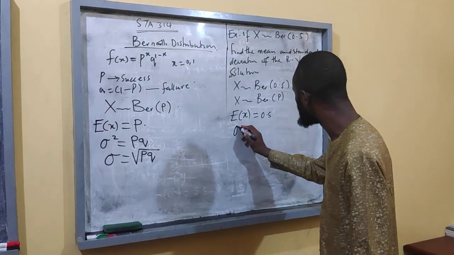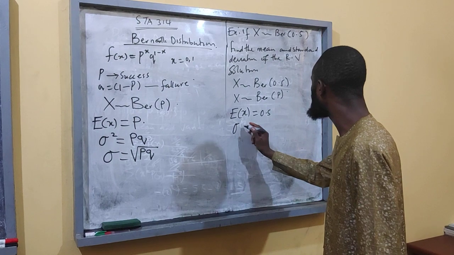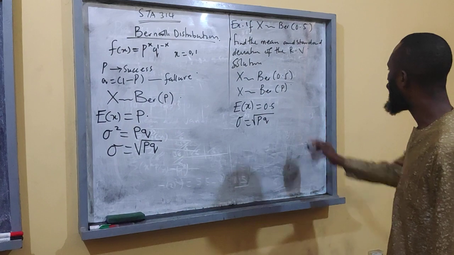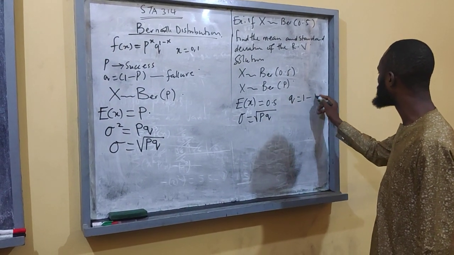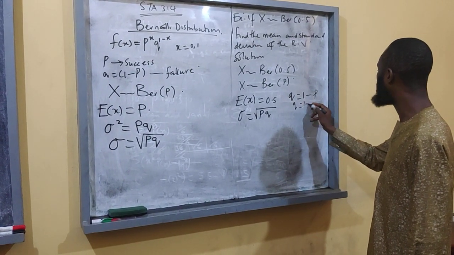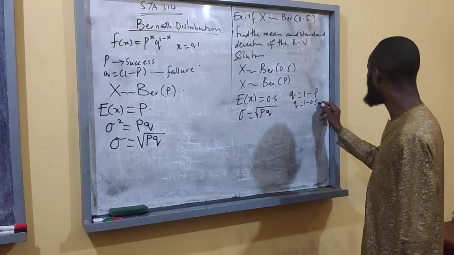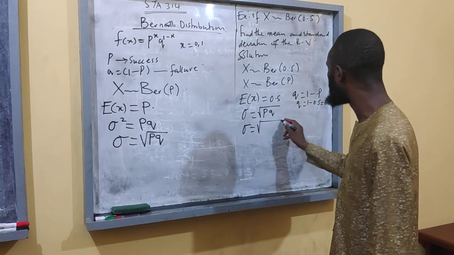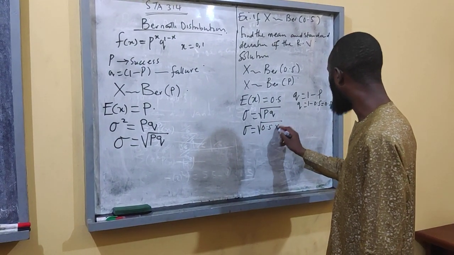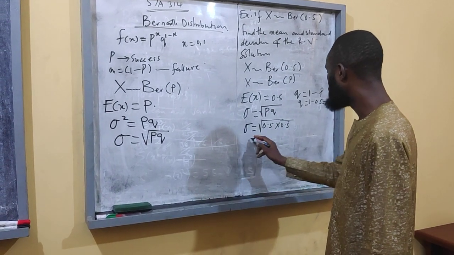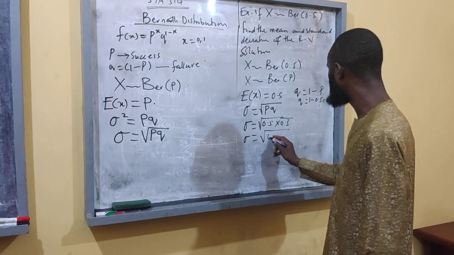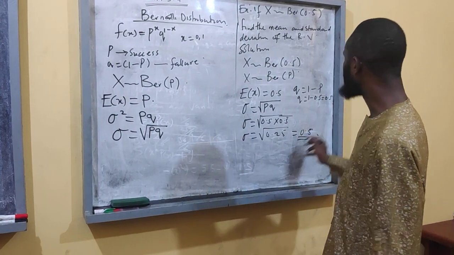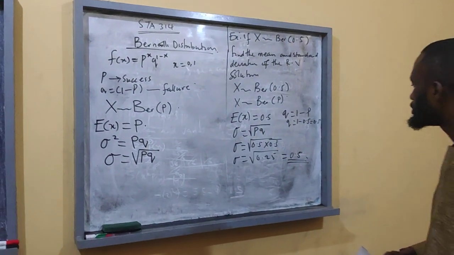Now, the second one, we want to find the standard deviation. Standard deviation is the square root of variance, which is PQ. We need to get Q. Our Q is 1 minus P, so Q equals 1 minus 0.5, which is also 0.5. Then, my standard deviation will now be the square root of 0.5 times 0.5. And what is that? It's going to be the square root of 0.25, which is equal to 0.5. That is the solution to the question.